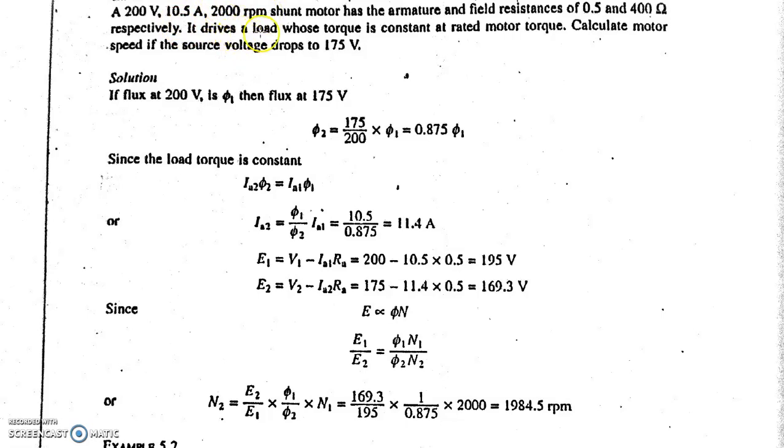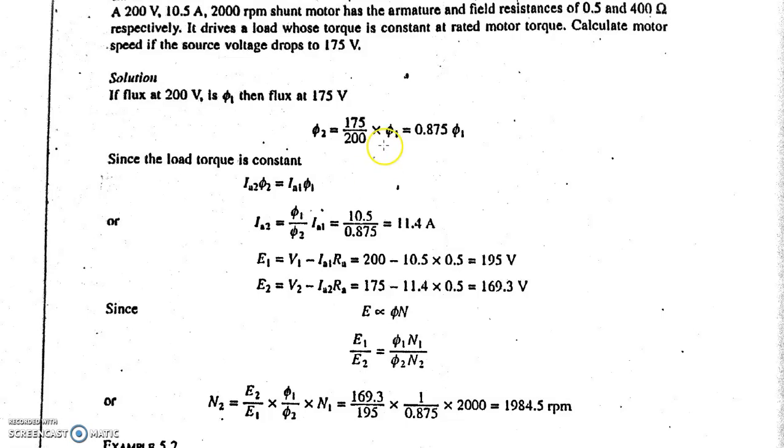Now the question says it drives a load whose torque is constant at rated motor torque. So the condition is that the motor torque is constant, and we have to calculate motor speed if the source voltage drops to 175 volt. It means the voltage has dropped, instead of 200 volt it has gone to 175 volt, and the condition is that torque is constant, and we have seen that the torque equation is torque equals Ke phi Ia.